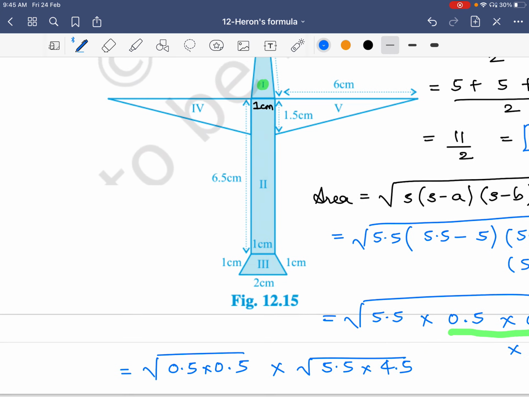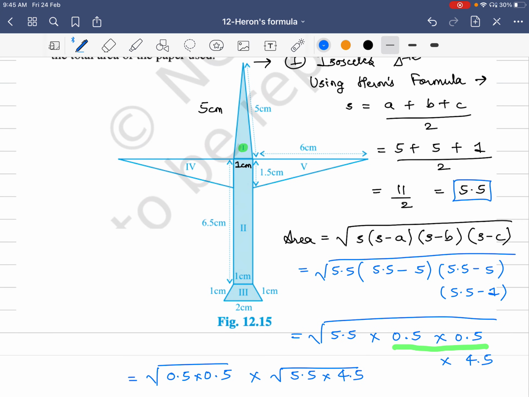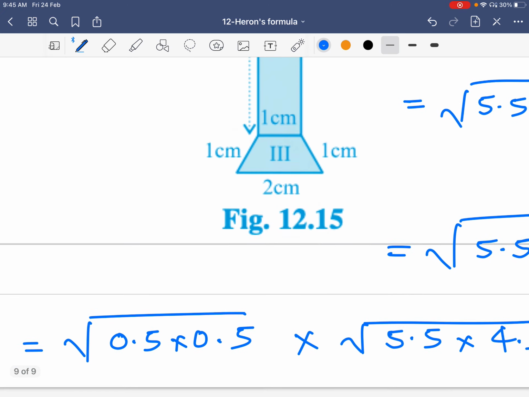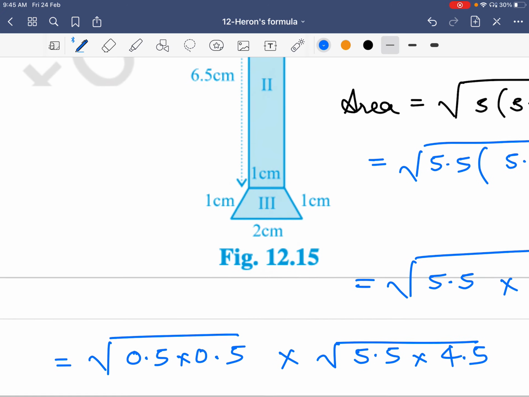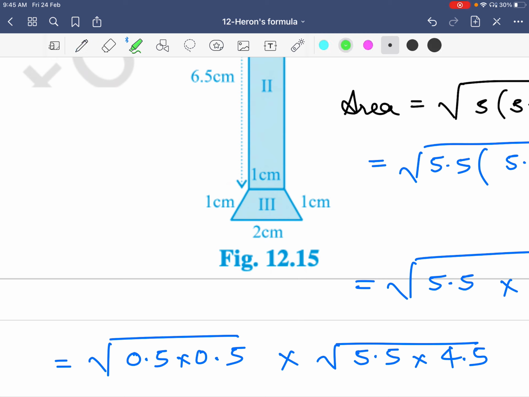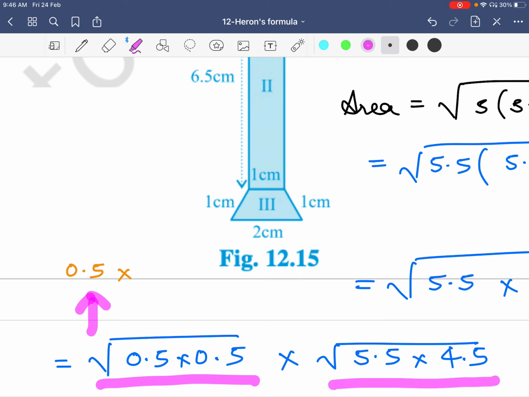Now, since we are short of space, let's zoom in a bit. So this term will be equal to 0.5. I'm just going to write here 0.5 into, now this thing actually equals to 5, the square root of that equals to 5.